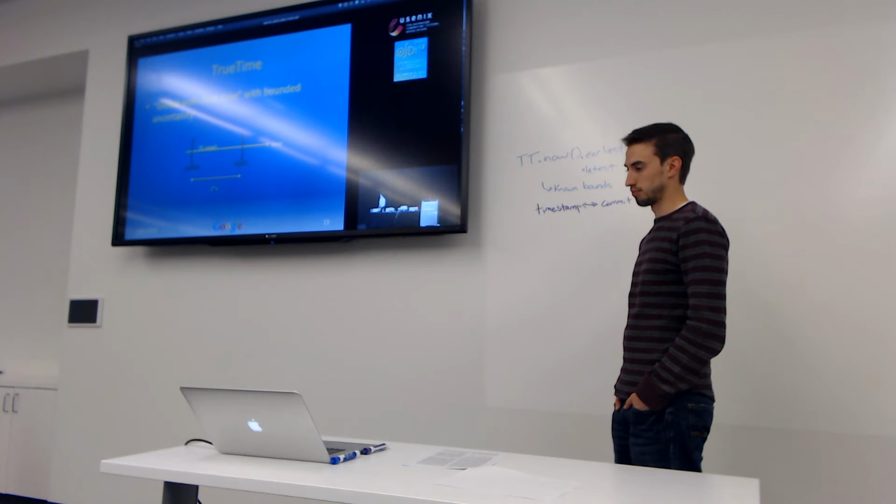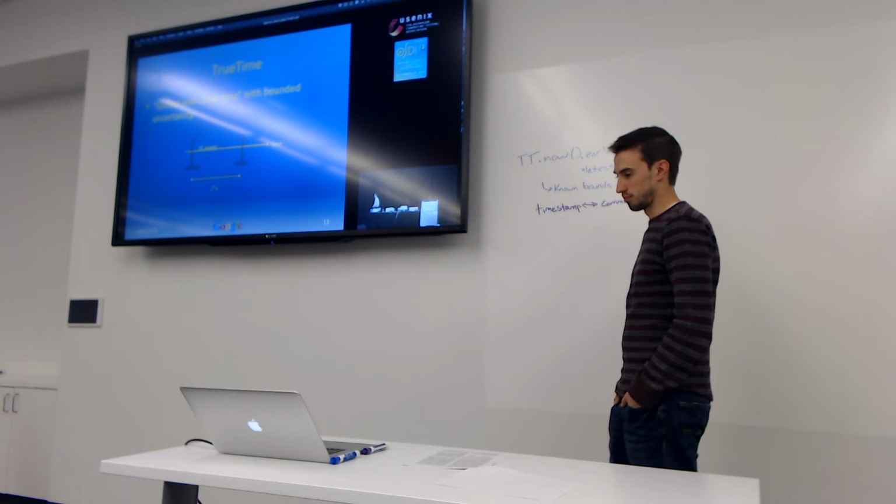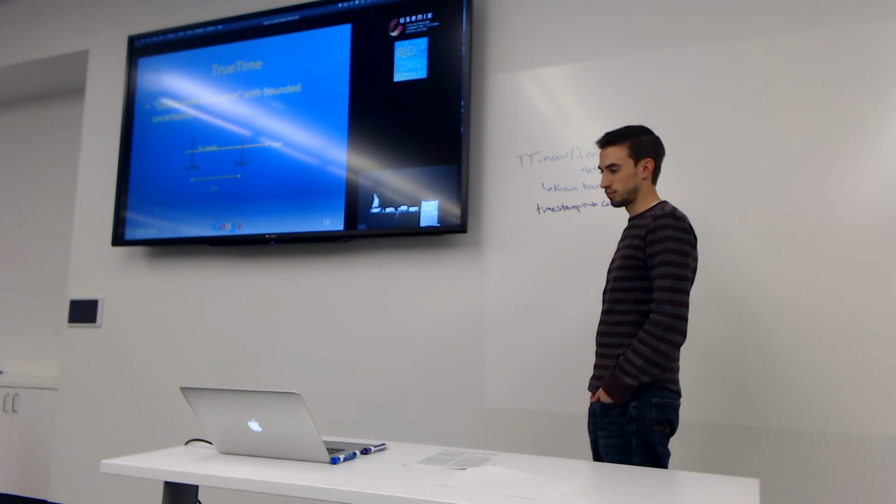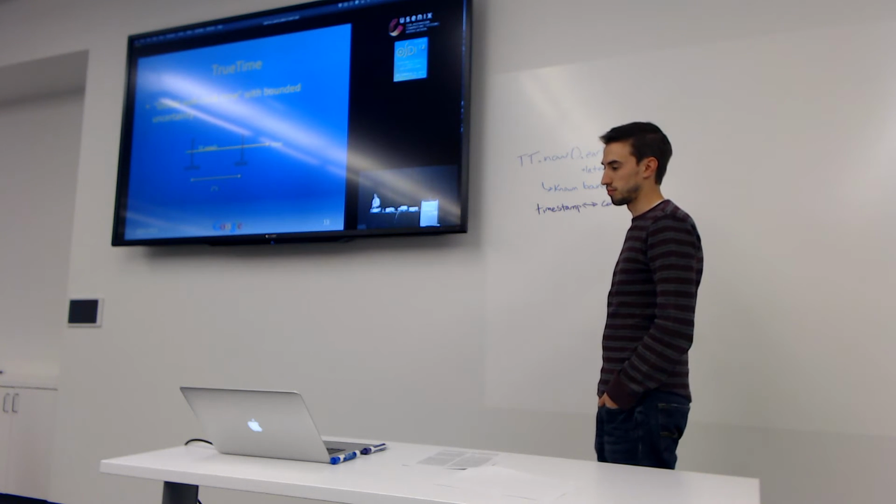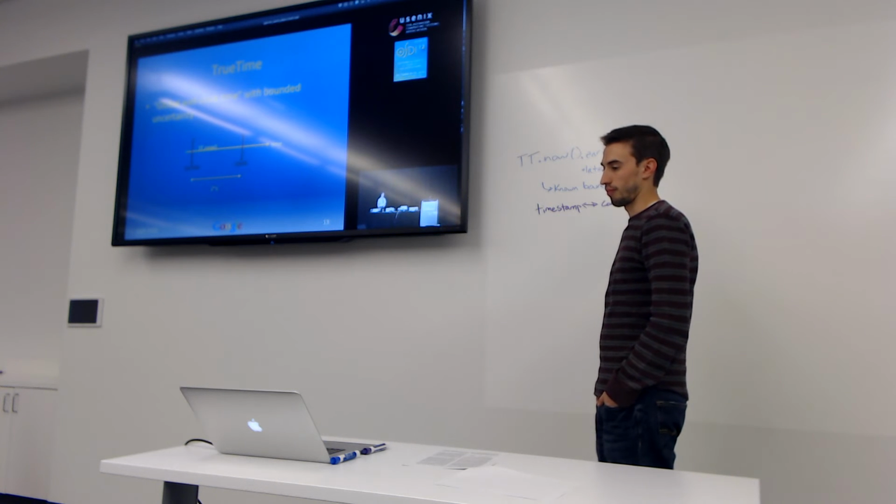What I want to get to now is sort of the API. And the API is simple. TrueTime is a global wall clock time that reflects uncertainty in the clock. And it reflects uncertainty in the clock in the form of an interval that bounds the absolute time at which you executed the now call.